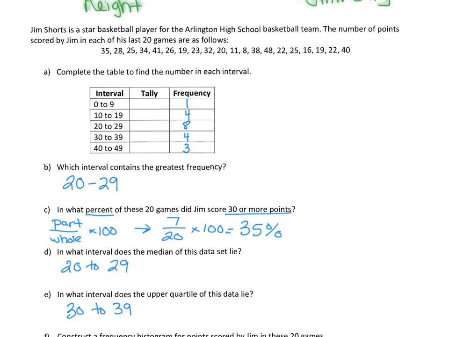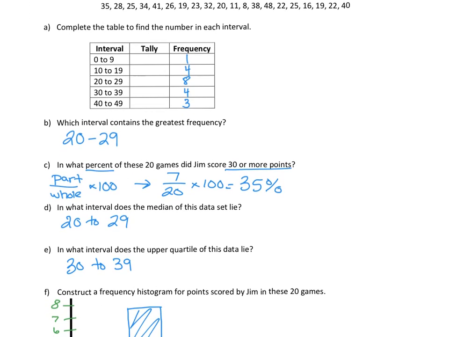It says tally. That's just a place to help you tally up how many are in each interval and then count your tallies and put it in the frequency column. So if you want to use that, great. If you don't have to. And then it asks us some questions about this frequency table.